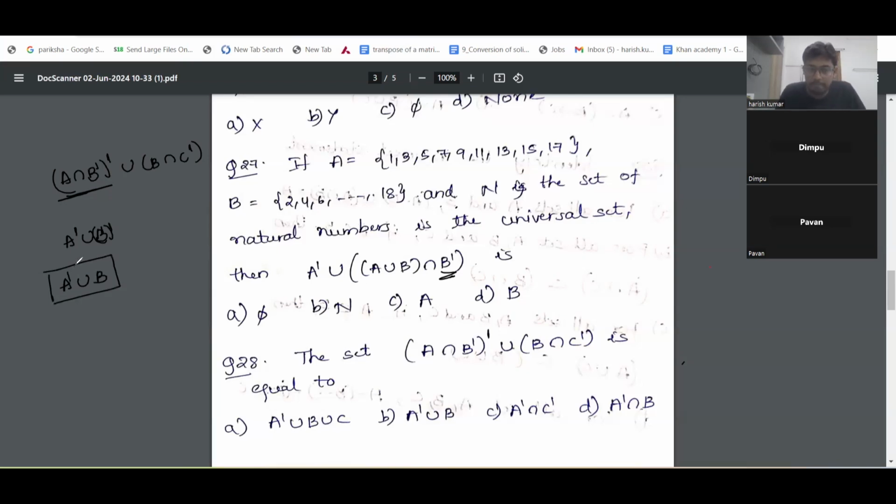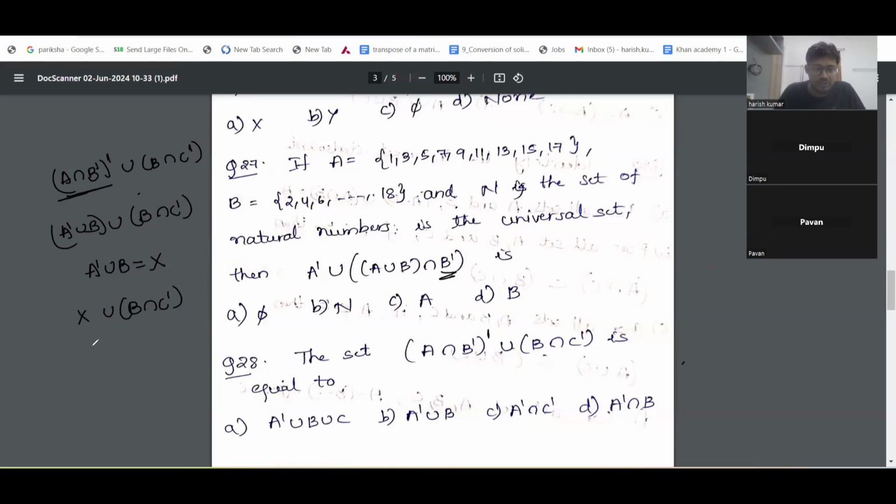Clear? So we have simplified the problem into (A complement union B) union (B intersection C complement). We have simplified till here. Now we need to apply the distributive property, but there are two sets. In that case, how can I apply the distributive property? We should not worry. Let's say A complement union B is some other set X. We can assume it like that. So this becomes X union (B intersection C complement).